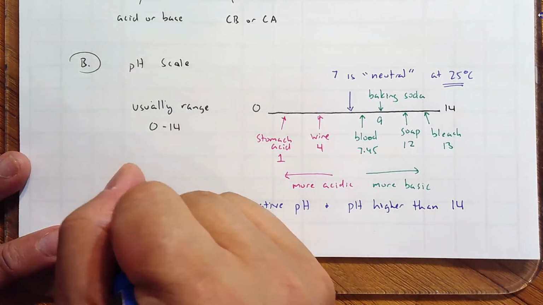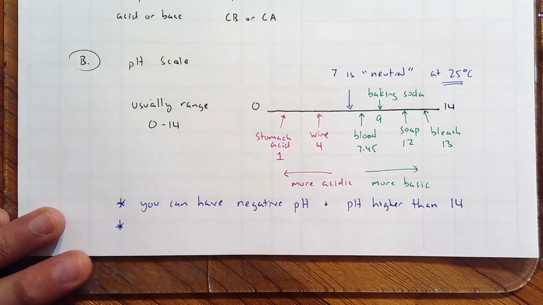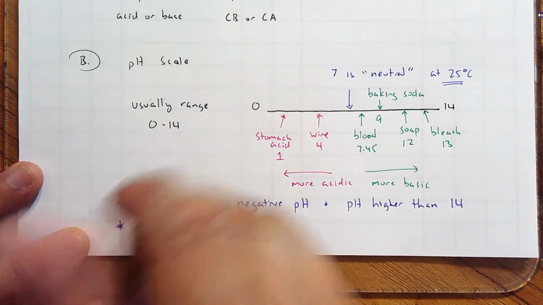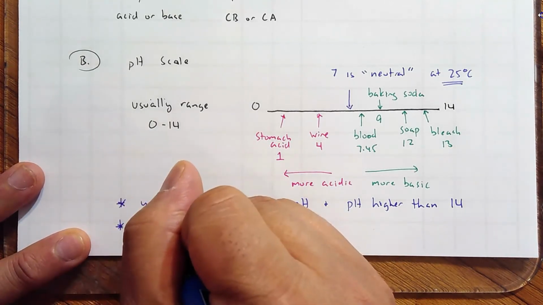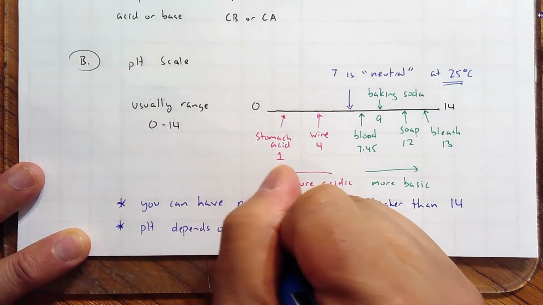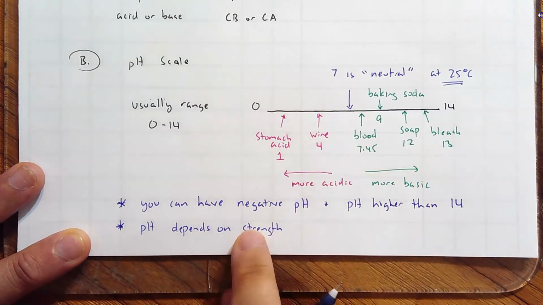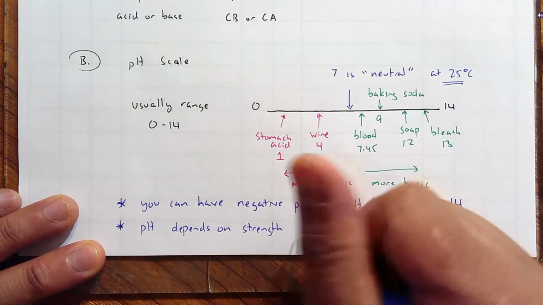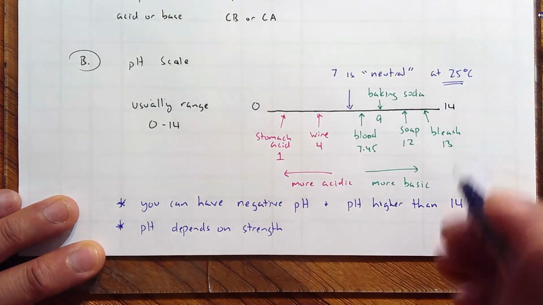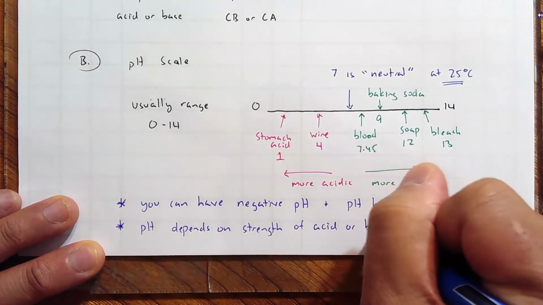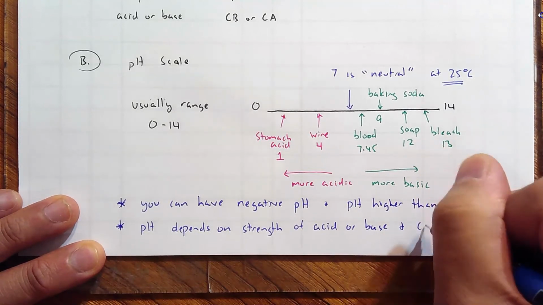The next thing is the pH depends on the strength of the acid or base and also the concentration. And we're going to do some calculations next. It depends on strength. We won't talk about the strength until a future video, but we are going to do calculations to get pH based on concentration.